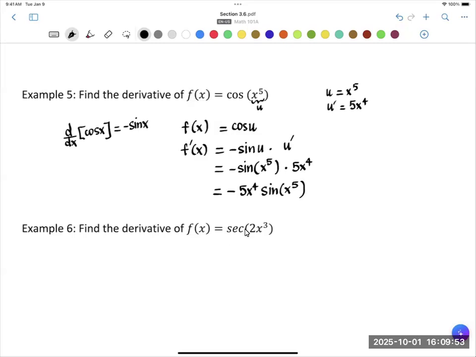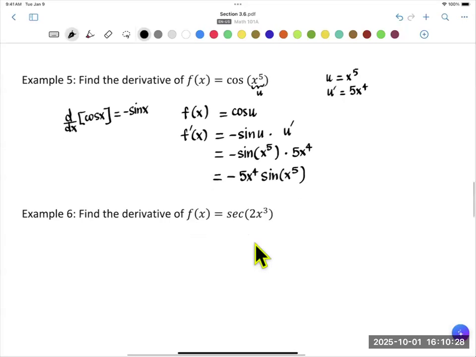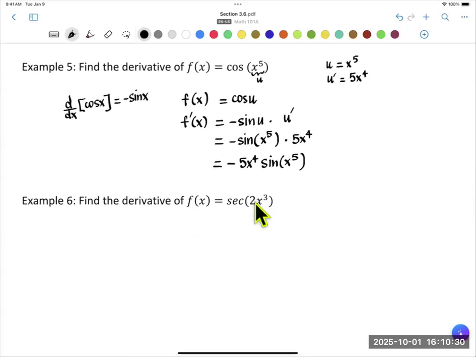Similarly for this one, same thing. I have 2x cubed inside the secant. So I'm going to let u be 2x cubed. And what is my u prime? My u prime is going to be 6x squared. Now I'm going to take the derivative.